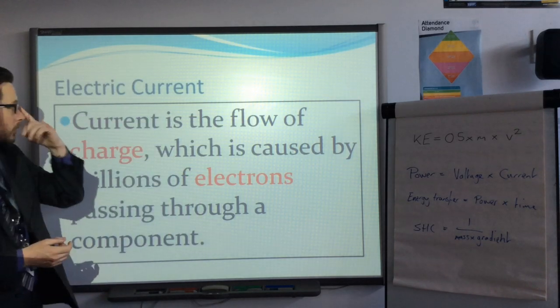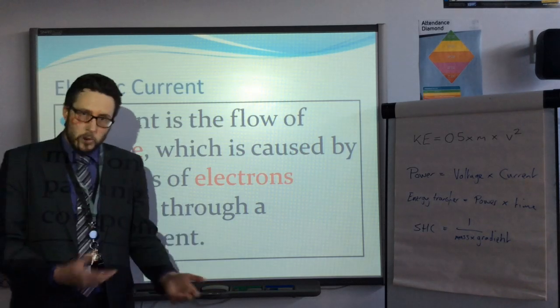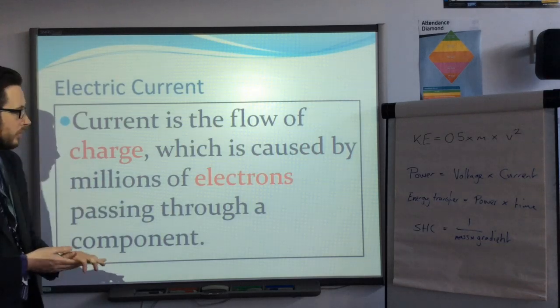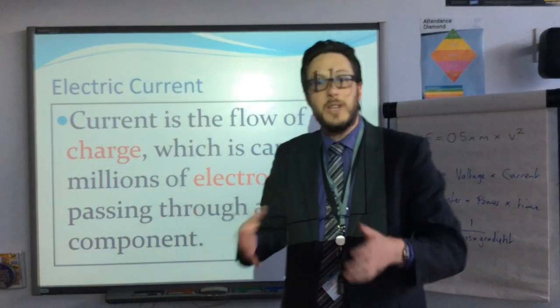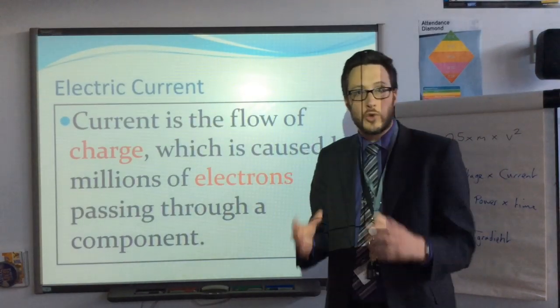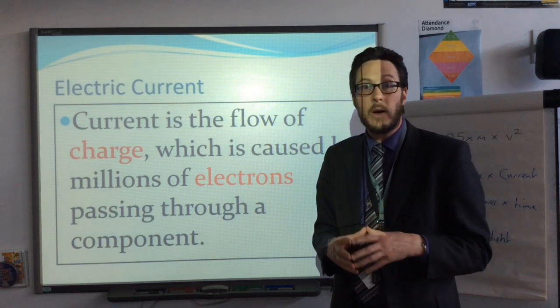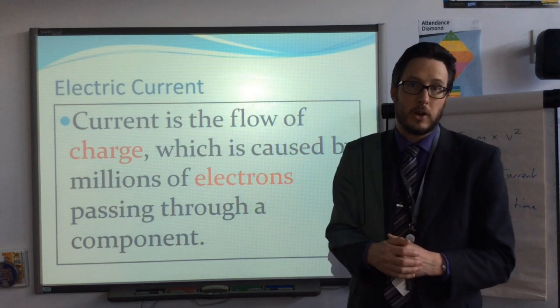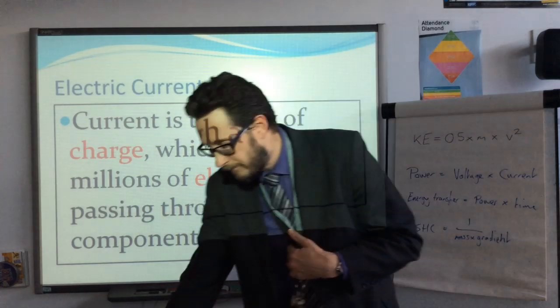First of all, what is electrical current? Well, electrical current is the flow of charge, and charge is caused by the movement of electrons. That can be in simple circuit components, and you need to be able to know your circuit symbols and draw some simple circuits. I'm not going to go through all the circuit symbols now. They're easily found in any revision guide or on BBC Bitesize, but you do need to know your different circuit symbols.